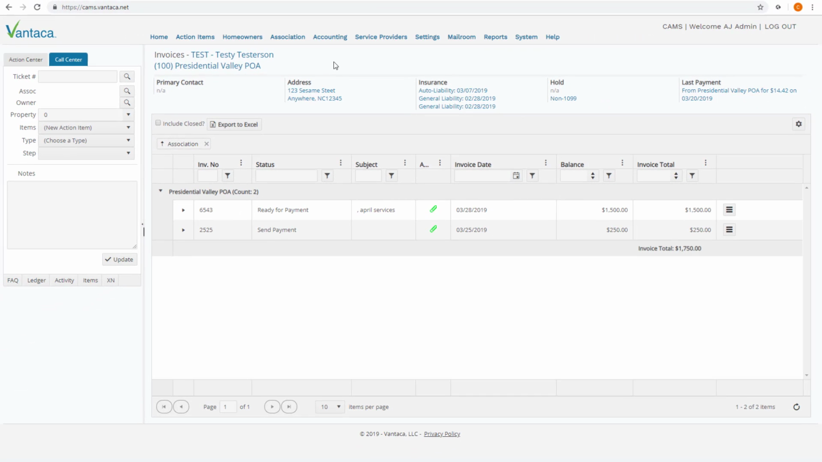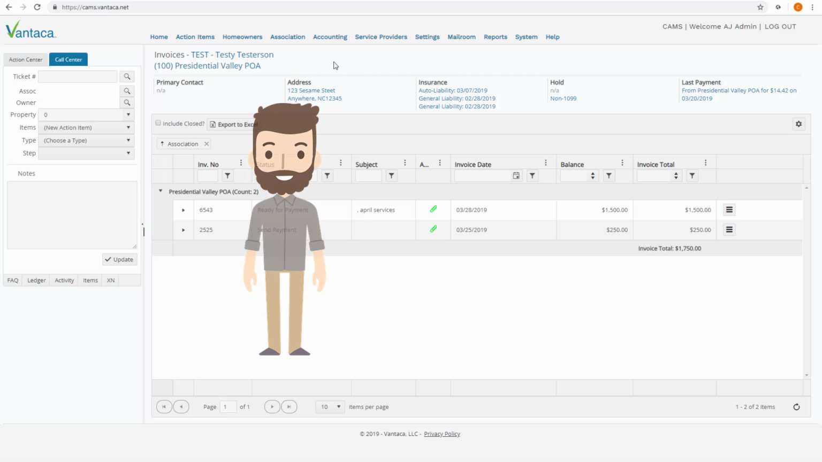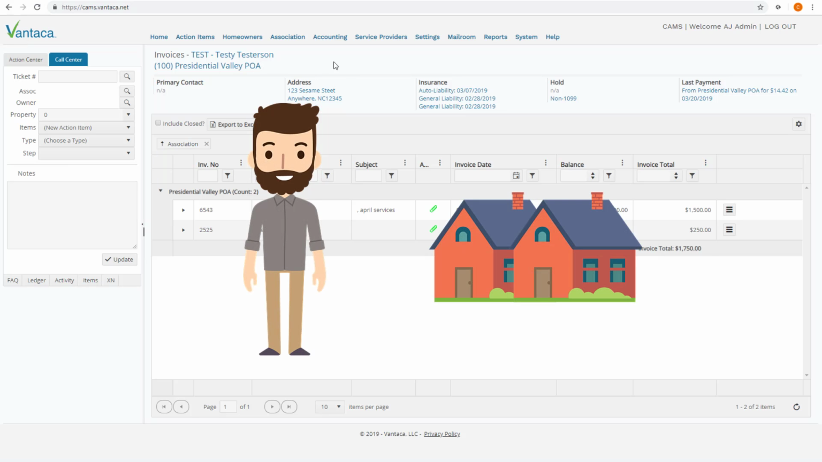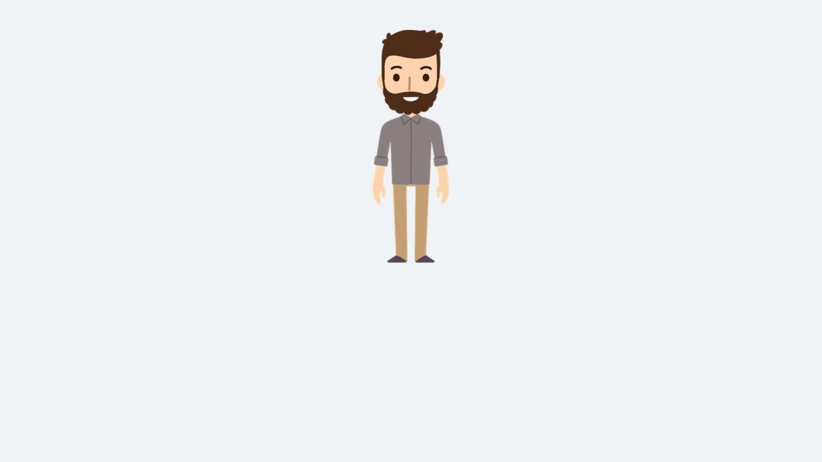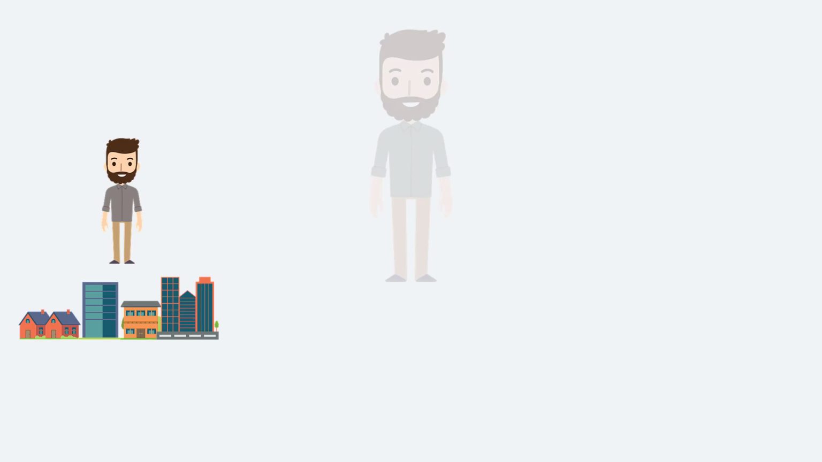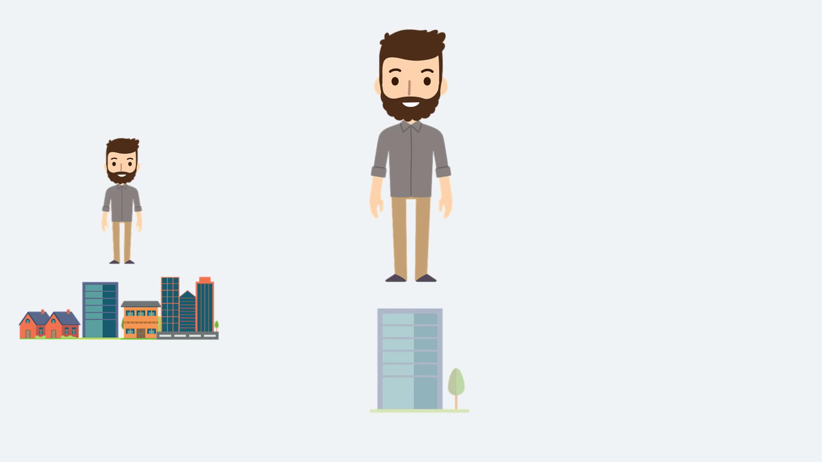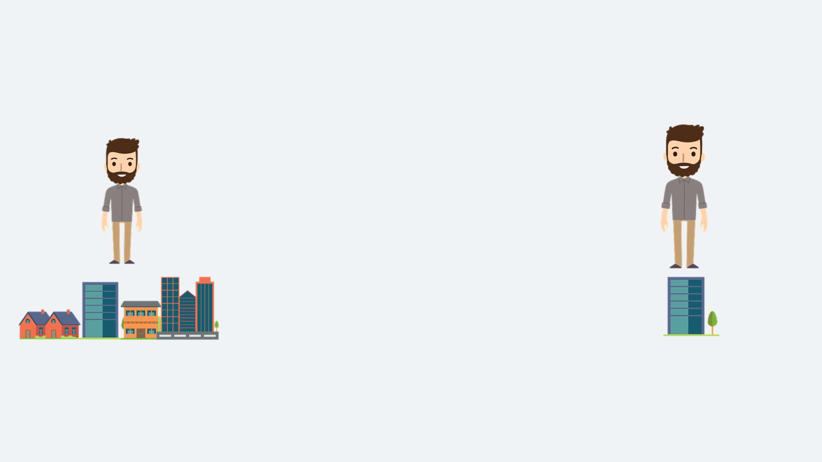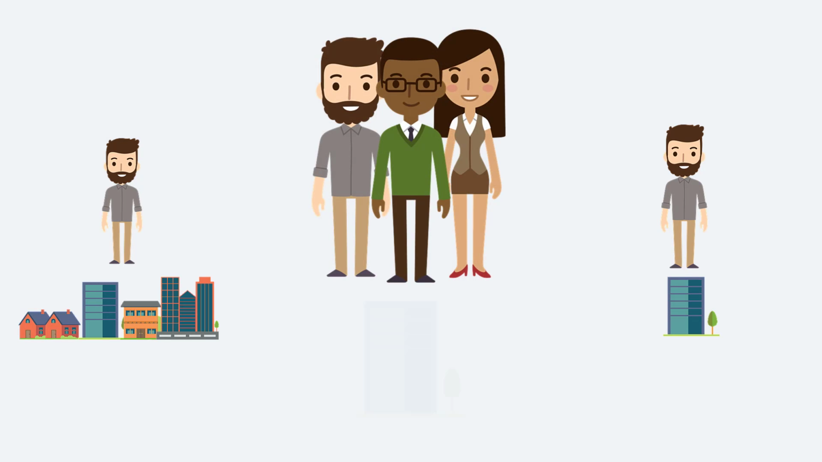The Service Providers Invoices page can be filtered by service provider and by association. This means that you can search for all invoices for a certain service provider across all associations, invoices for a specific service provider for just one association, or simply all invoices for all service providers in one association.